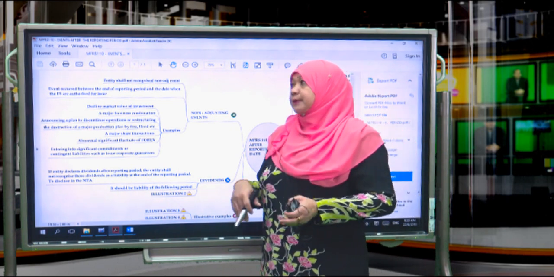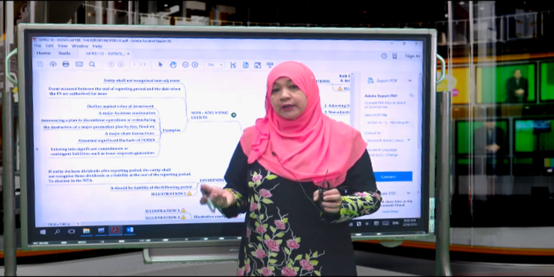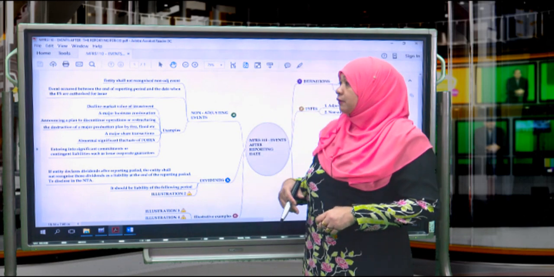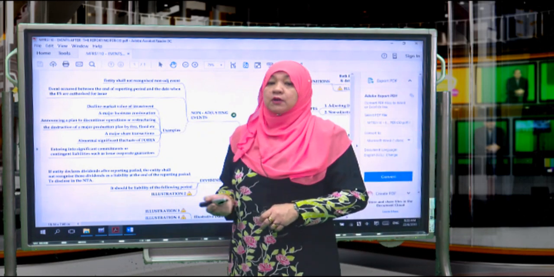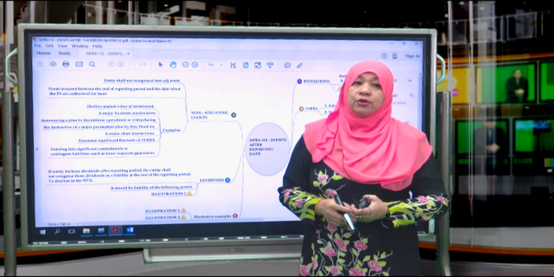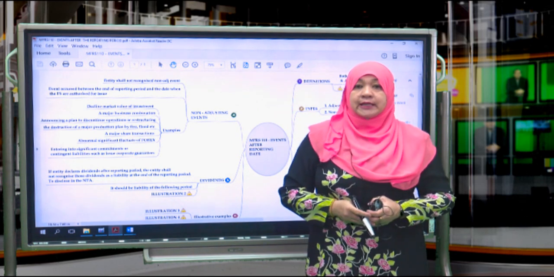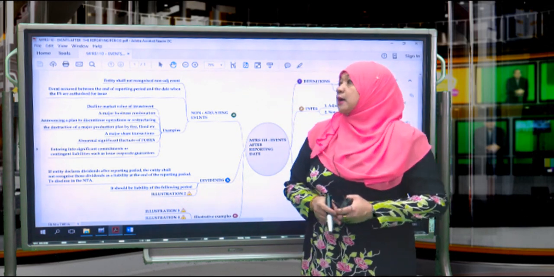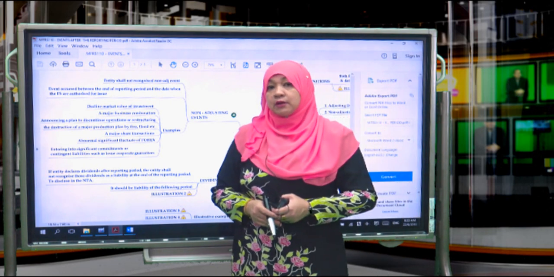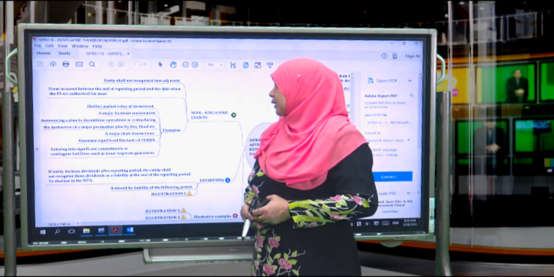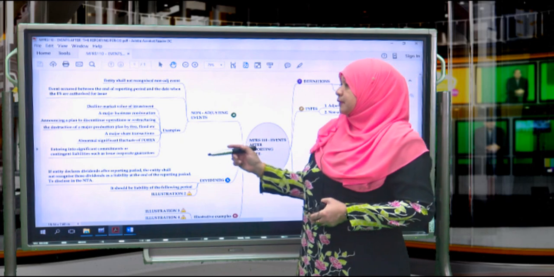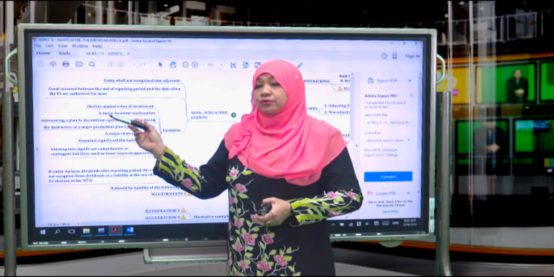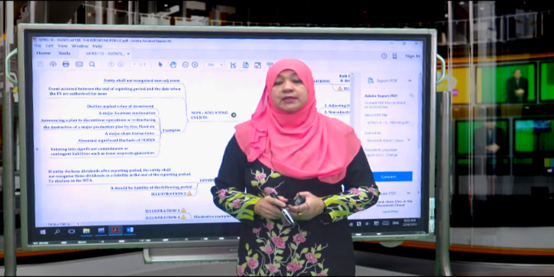So let's say, for example, we have recorded it at cost, but we found out that there is a decline in the value of the investment. We do not need to adjust anything in our financial statements, because it is considered a non-adjusting event. Now another example is if the company has gone into a major business combination.